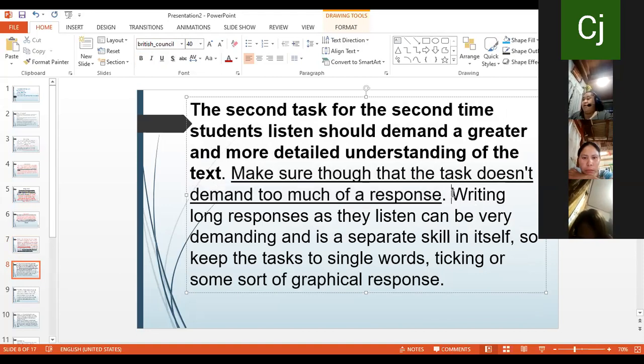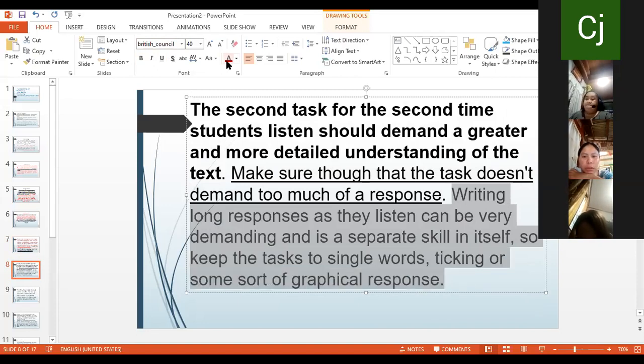Writing long responses as they listen can be demanding and is a separate skill itself. What does this mean? The second time that you would be listening, for example, this afternoon, you did a listening activity, that was your first time. Then today would be your second listening activity.